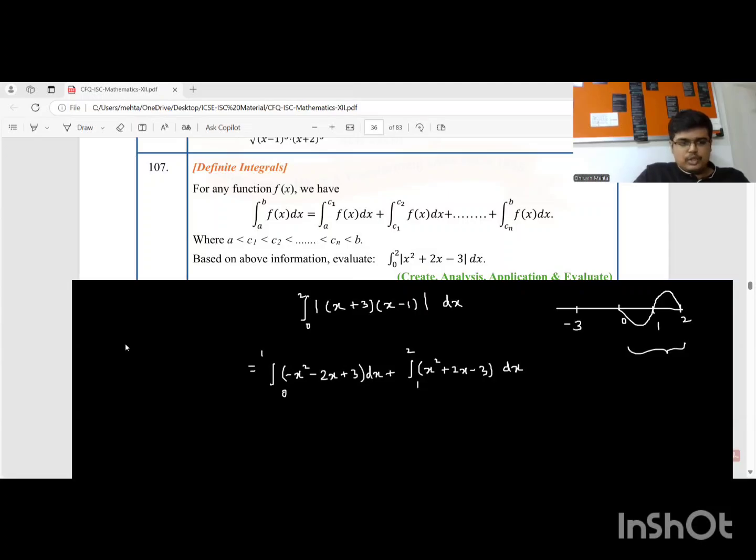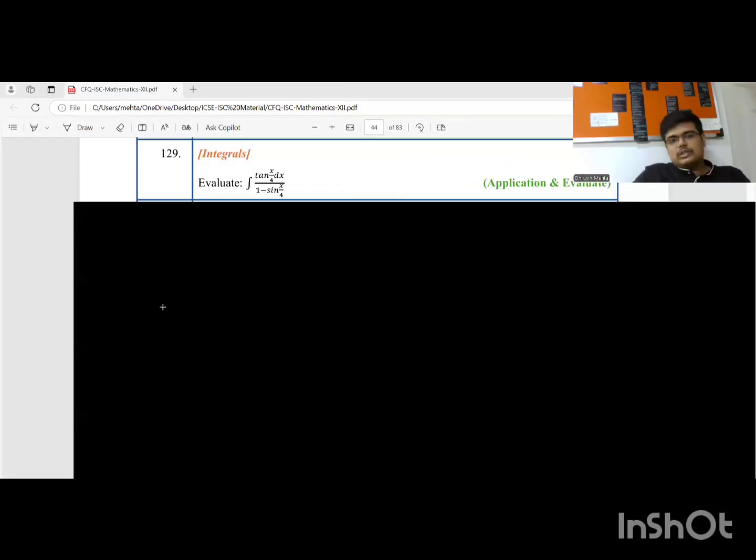The next question that we have is question 129. In this sum, students, question number 129, I don't like this x by 4. I'm going to remove the x by 4 and then proceed with the question. I don't want to work with x by 4 because I'll have to keep writing x by 4 in a lot of places. That will be too much work for me at least. You can decide it for yourself.